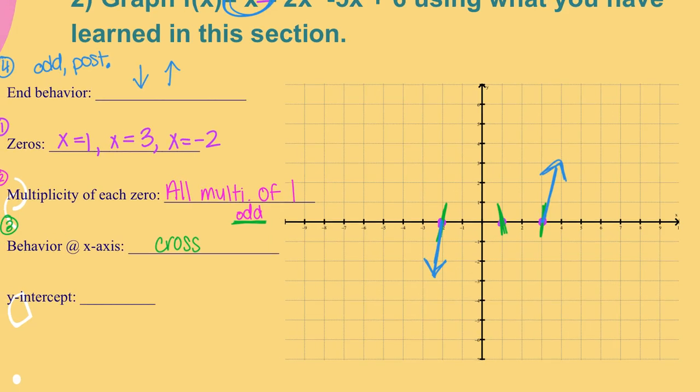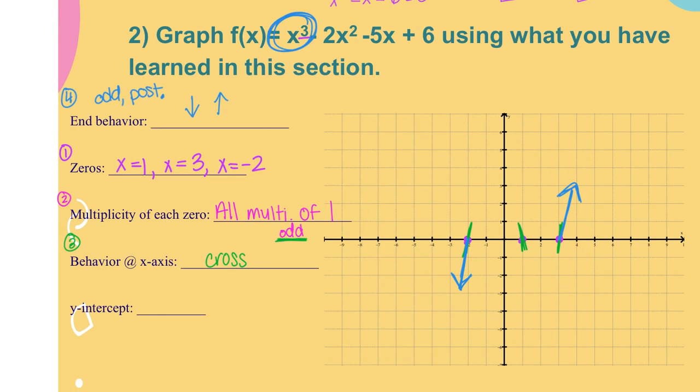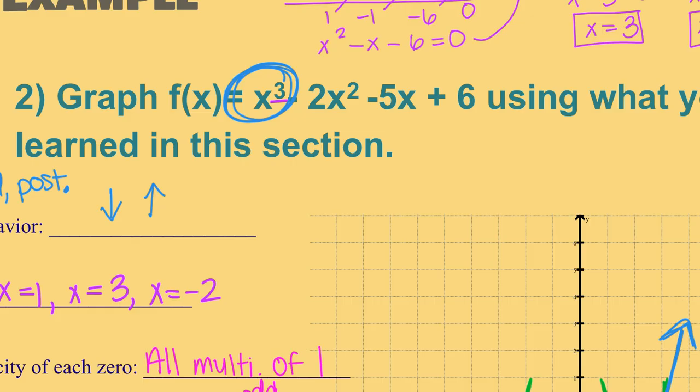Now I have one more thing I have to find, which is my y-intercept. Okay, that's the last thing I have to find. Now my y-intercept, we have to remember how to find this. So for my y-intercept, that means I have to set x equal to 0. Looking at the function, we should already know what the answer would be. Does anybody know what my y-intercept would be?